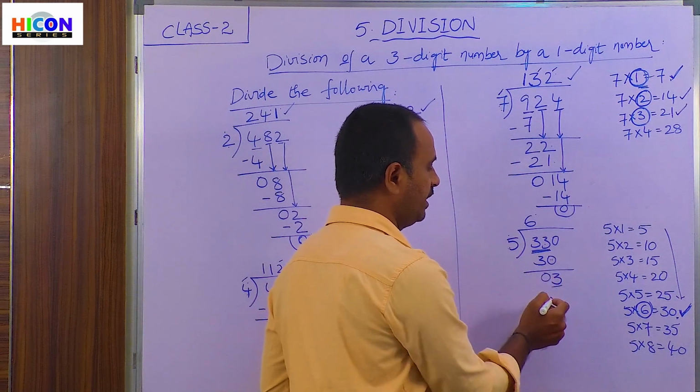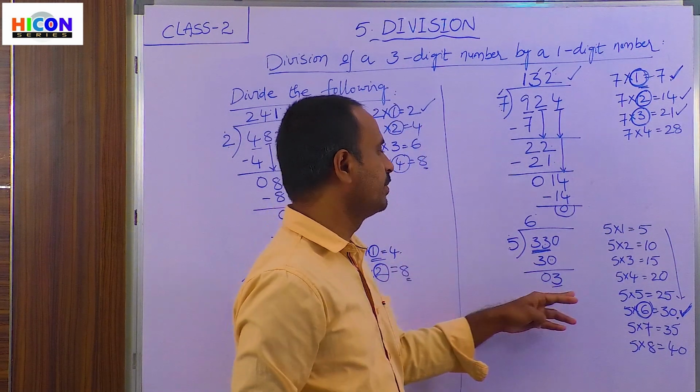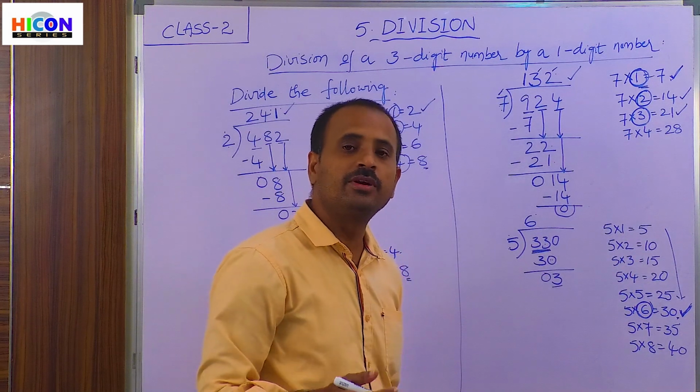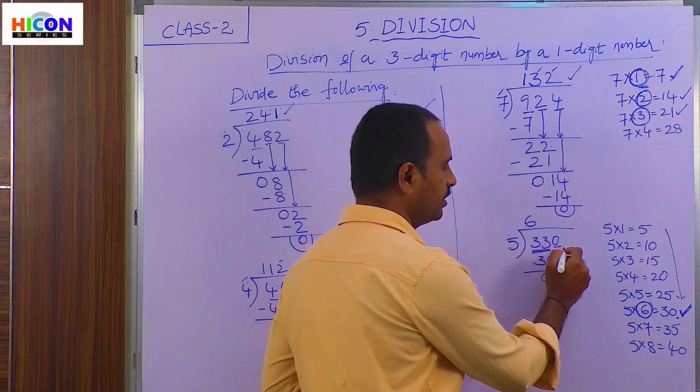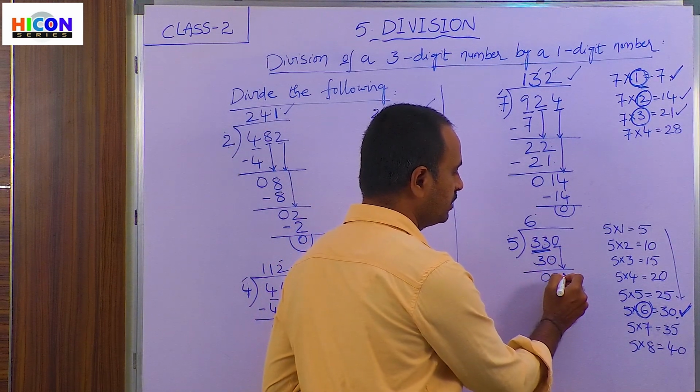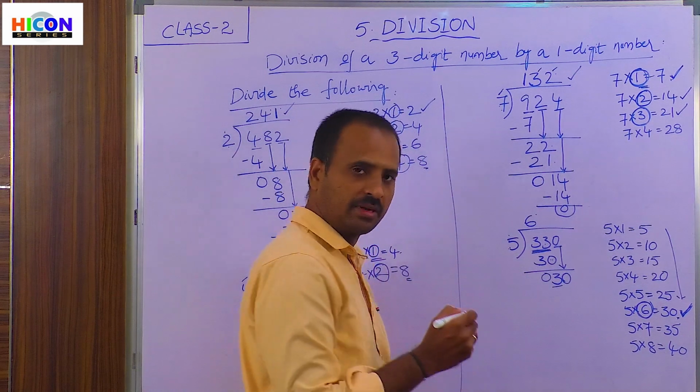So the number we have got is 3, and we did not get the number 3 in the fifth table. That's why bring down the third digit now. What is the third digit? 0 is the third digit. So bring down the third digit. Then the number becomes 30.